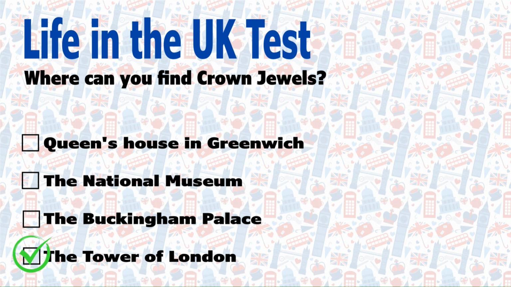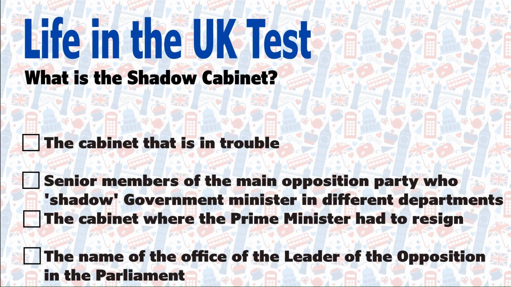The Tower of London was first built by William the Conqueror after he became king in 1066. Tours are given by the yeoman warders, also known as beefeaters, who tell visitors about the building's history. People can also see the crown jewels there. What is the shadow cabinet?